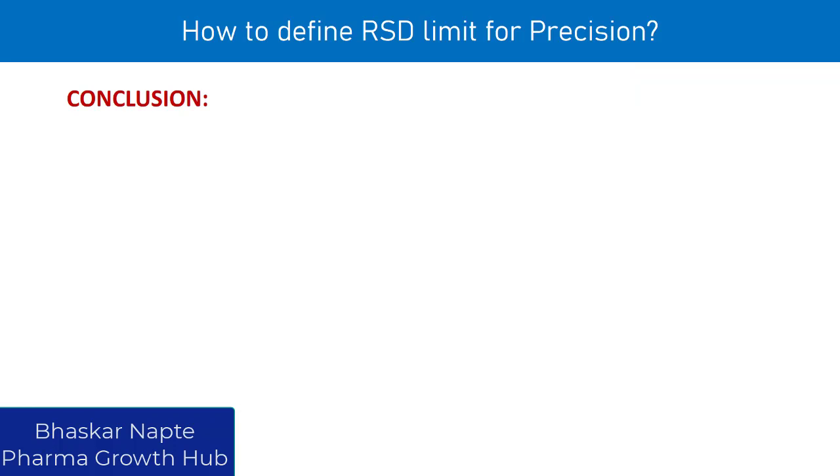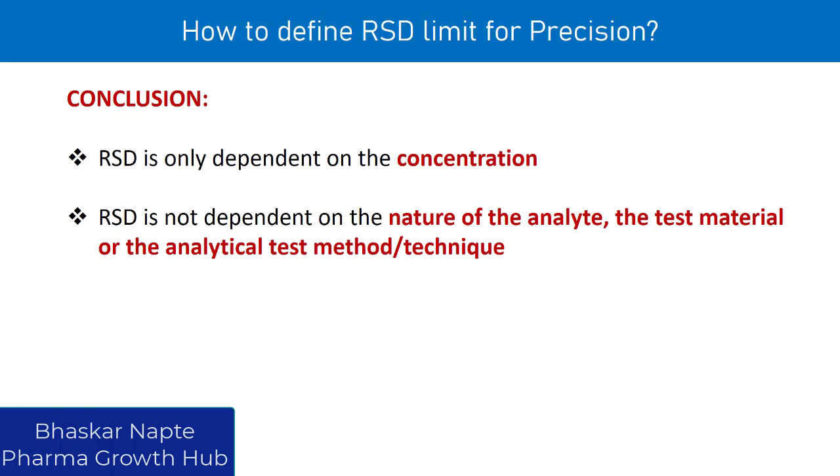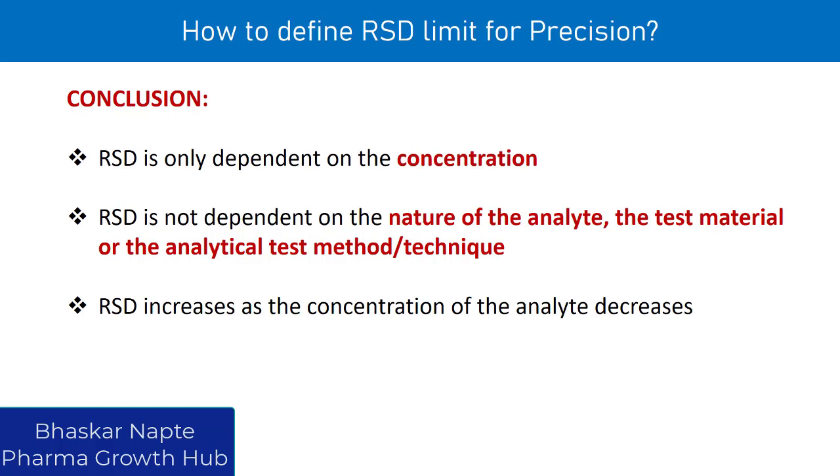Let us understand the conclusion now. The RSD is only dependent on the concentration. So if you look at the Horwitz equation, it has only one varied parameter, that is the concentration. According to his assumption, the RSD is only dependent on the concentration and it is not dependent on the nature of the analyte, the test material, or the analytical test method or technique. RSD increases as the concentration of the analyte decreases.